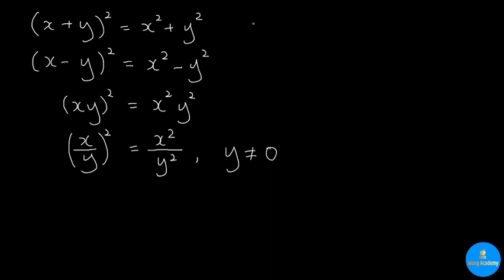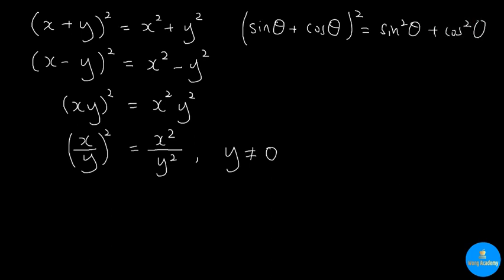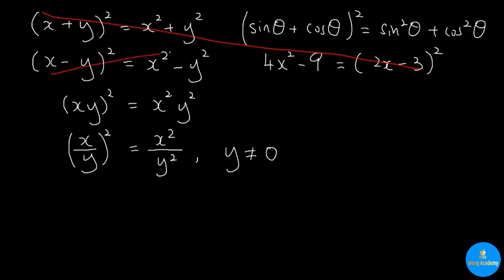For example, some people might think that sine theta plus cosine theta all squared is the same as sine squared theta plus cosine squared theta. Some other people might think that 4x squared minus 9 can be factored into 2x minus 3 all squared. Unfortunately, these two equations are entirely wrong. I'm not saying that these two equations will never be right.